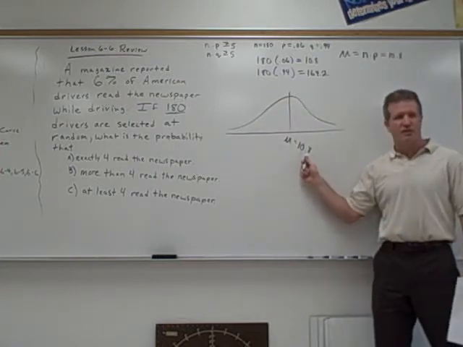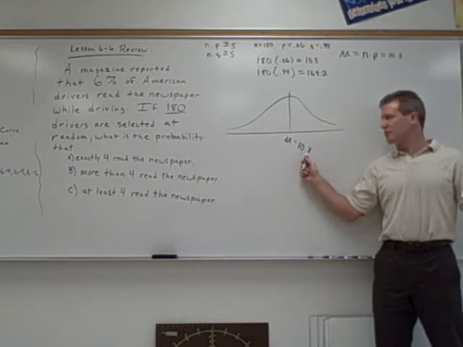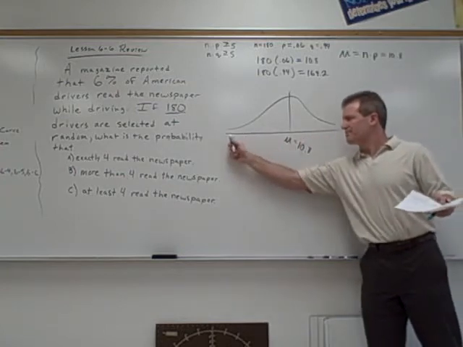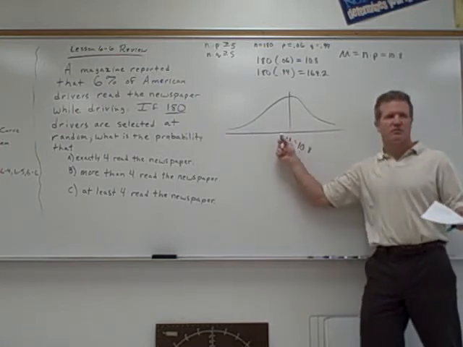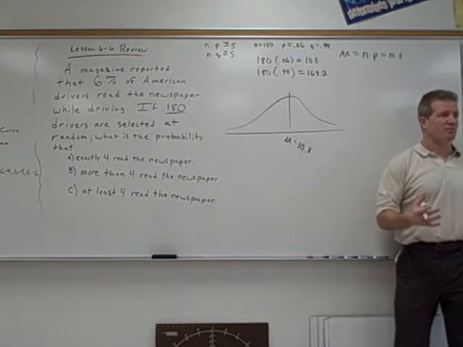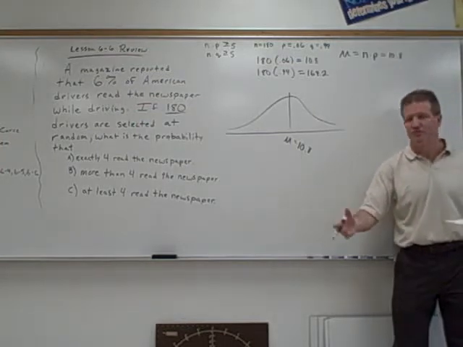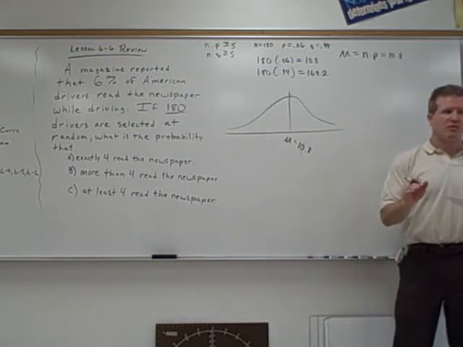I know you can't have 10.8 drivers. You either have to have 10 or 11, right? Well, that's one thing that makes this a little bit trickier. We're using a continuous number line here that has decimals and fractions and all these numbers on it. But we're talking about a discrete variable, people. People is a discrete variable because you have to have 10 or 11 or 12. So because of that, we have to make a little bit of a correction that you're going to see in a minute.